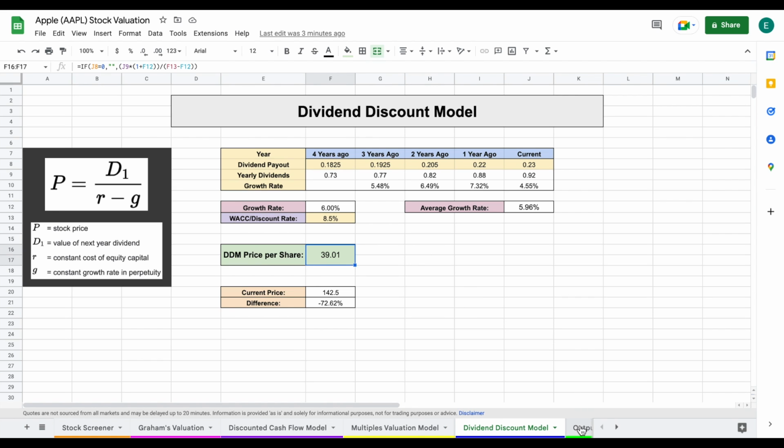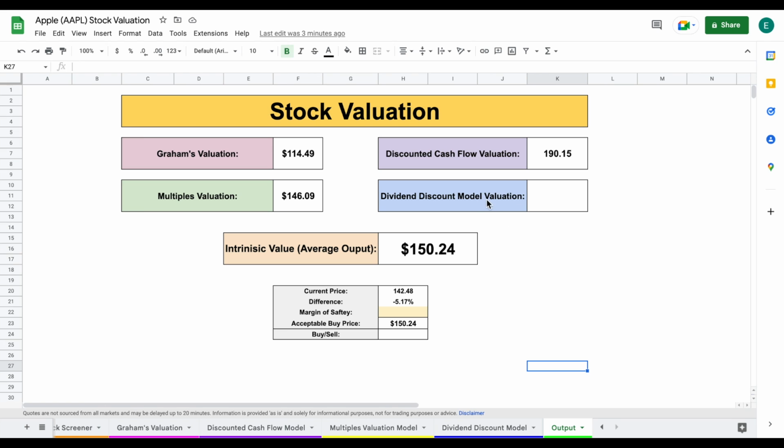So because of that, when we jump over to the output tab, you can see I'm not using the dividend discount model in this calculation, but I am averaging these three valuations together. We can see Graham's at 114, multiples at 146, and discounted cash flow at 190. When we average them together, we come to an intrinsic value of $150 per share.